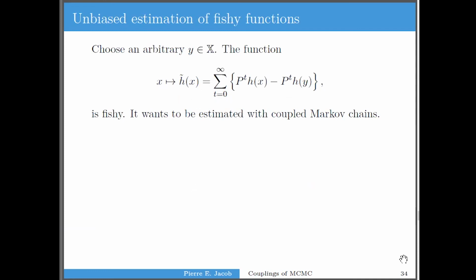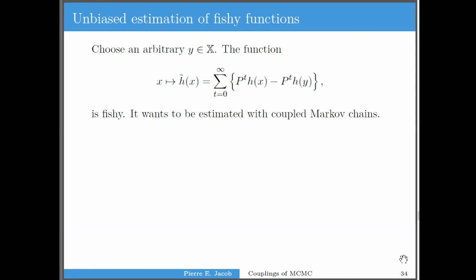And so what's the connection with coupling is that there's a Poisson function that looks like this. You pick an arbitrary y on the state space, could be anything, like say the origin of the state space, if there is one. And then this function that maps x to the infinite sum of the difference between the conditional expectations t steps ahead, starting from x or starting from y. That's a solution of the equation.